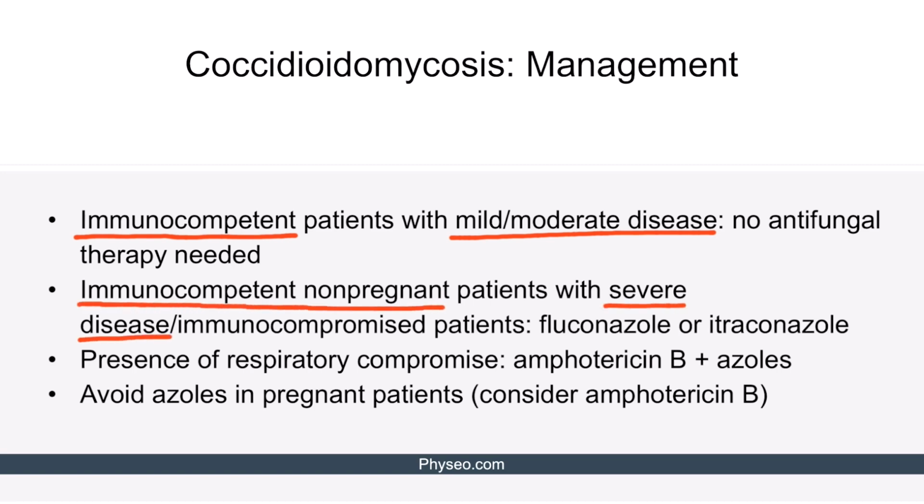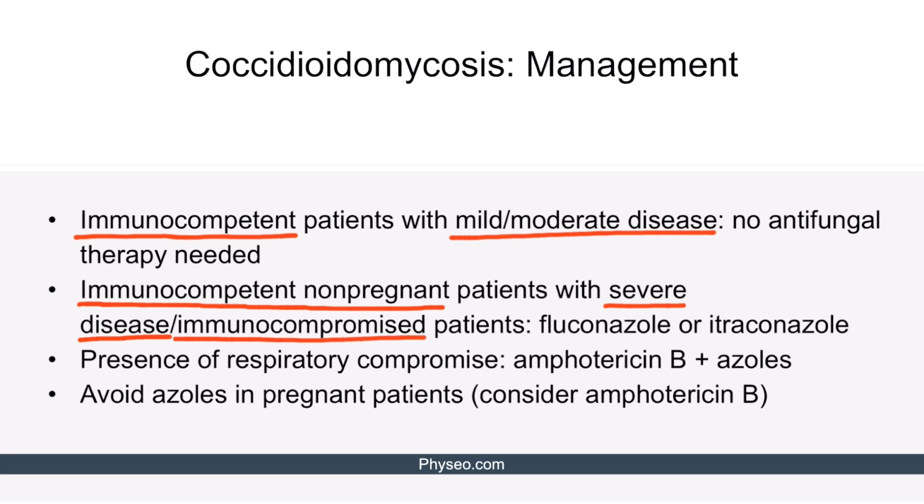And that's fairly intuitive. You've got this patient with a severe fungal infection, you're going to want to treat it. And how do you treat that? Fluconazole or itraconazole. And again, we're referring to immunocompetent, non-pregnant patients with severe disease. And in any patient who is immunocompromised, the same is true. You can give fluconazole or itraconazole.